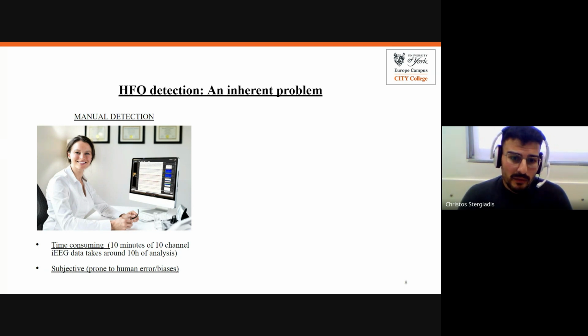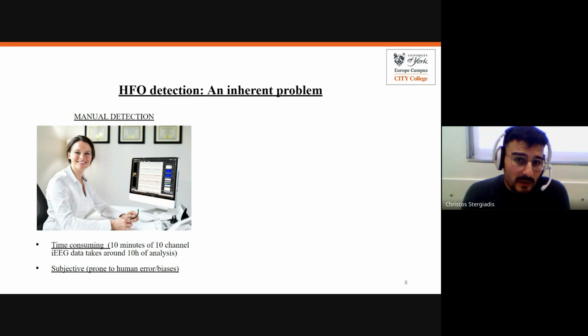The gold standard up until now is manual detection. This means that a medical doctor needs to take the signal, filter it, do all the pre-processing steps, and go through the signal and pinpoint one by one the high-frequency oscillations: where they occur, how long they last, in which electrodes they occur, etc. It's characteristic that for just 10 minutes of 10-channel iEEG data, a clinician can take up to 10 hours to detect these events. So imagine what would happen if you had 8 times this many channels, and not just 10 minutes but 1 hour of recording.